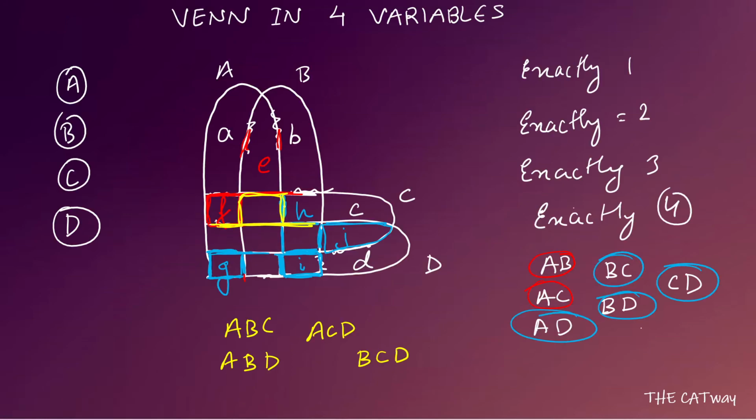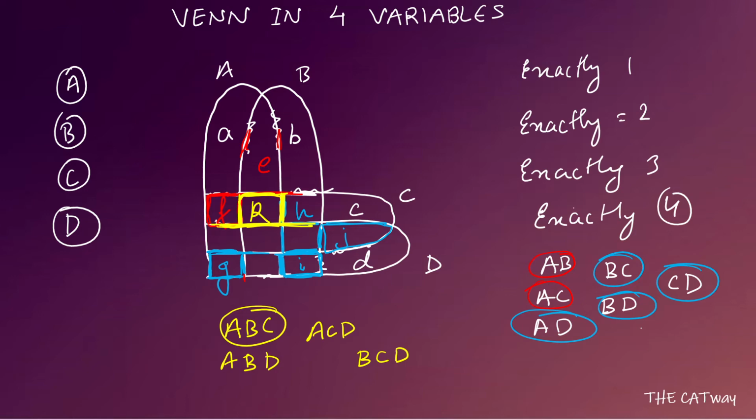this area is under A, it is under B from this end, and it is under C from the top side. So it is under A, B and C, but D's boundary is ending on the lower side, so that means D is not included there. So A B C will be represented by this area, and it will be represented by, see, E, F, G, H, I, J, then we have K here. Okay, so we have K over here.